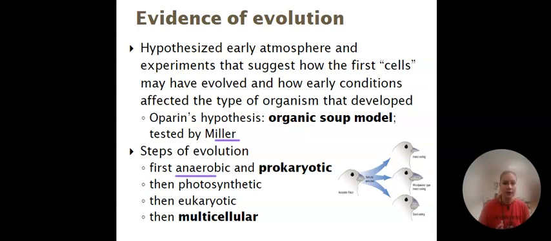So the very first organisms on Earth were anaerobic prokaryotes, your bacteria. Then we got photosynthetic bacteria, and we got our chloroplast. Then we went on to eukaryotic organisms, then multicellular. So that's the progression from the very first organisms to what we see today, with animals and plants and everything being multicellular.